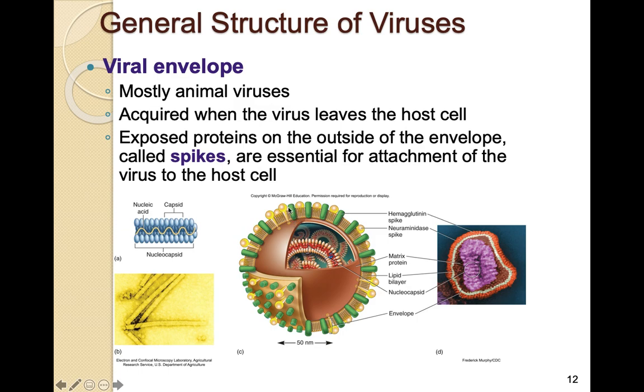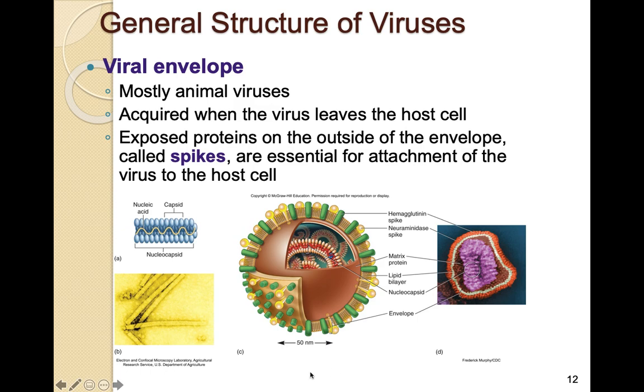If you have spikes that bond to something that's found on every single eukaryotic cell on the planet, you can infect every single eukaryotic cell on the planet. And that's how this works. The different combinations of spikes that you have on the outside covering of your cell as a virus allow you to infect different types of host cells.